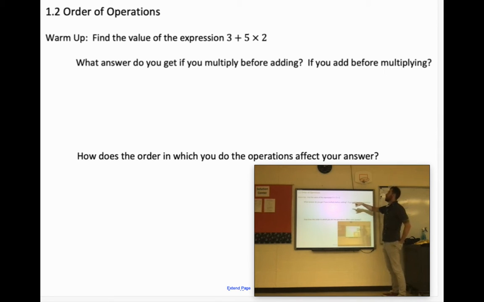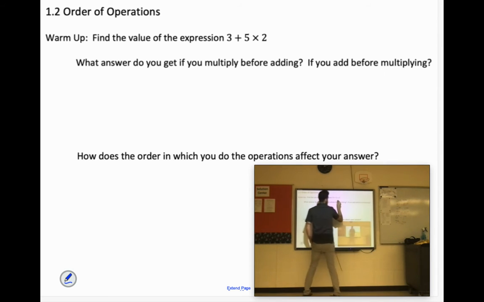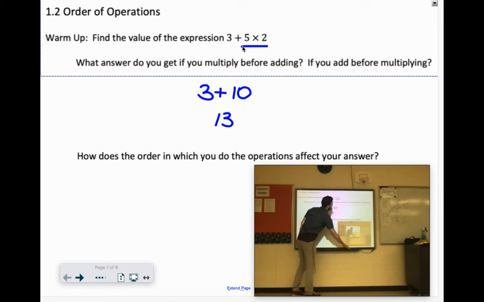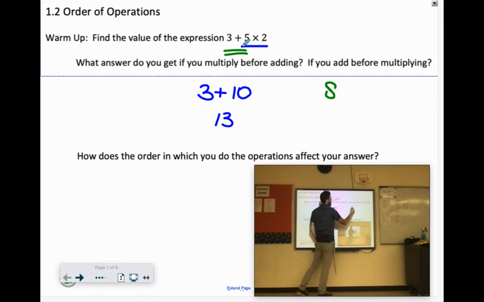What answer do you get if you multiply before adding? Well, let's see. If we did the multiplication, 5 times 2 is 10. So we'd have 3 plus 10, which is 13. Great. How about if we add before multiplying? Well, 3 plus 5 is 8. And then 8 times 2 is 16.